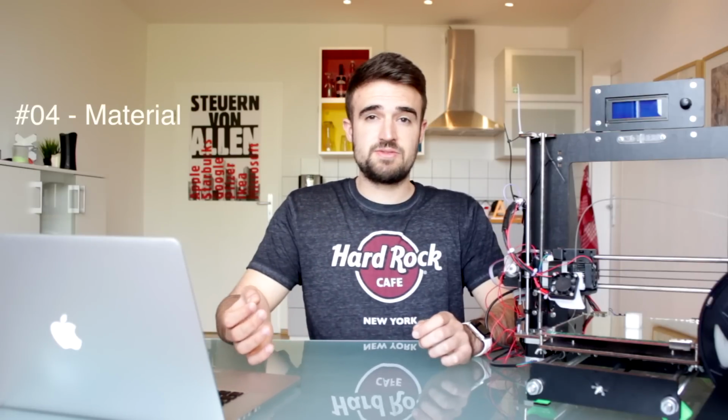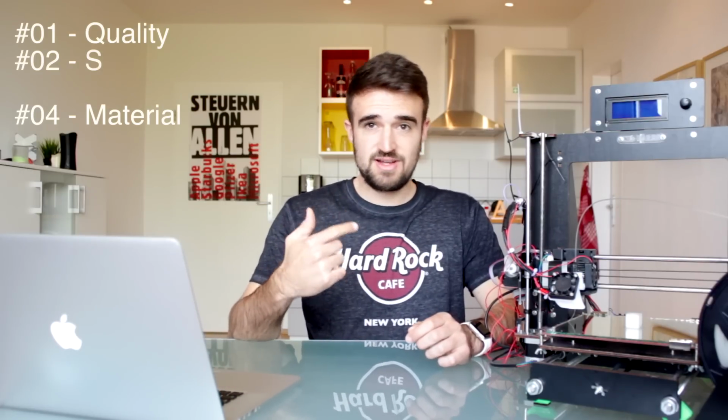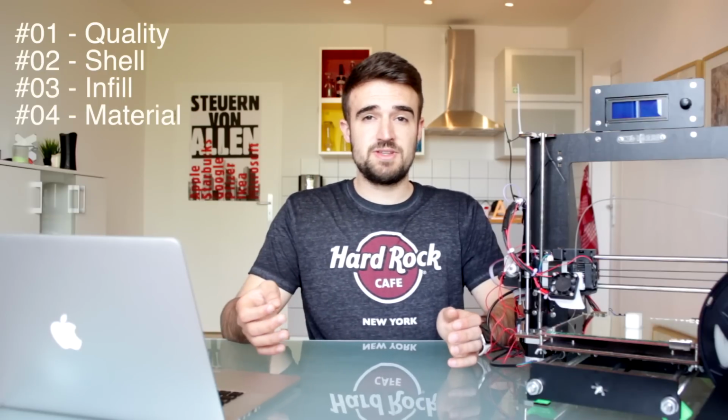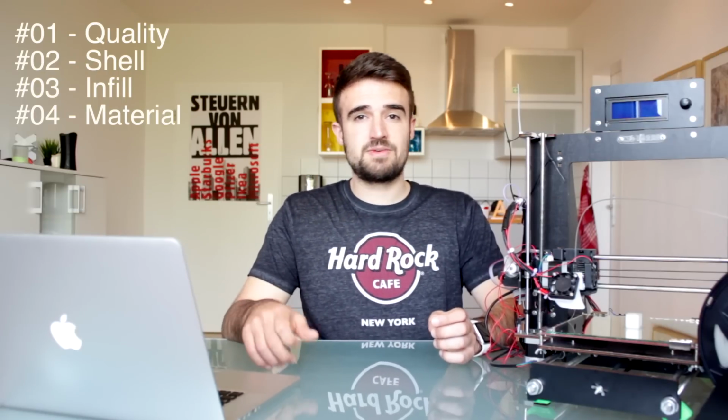In the previous episodes, we analyzed the quality, shell, and infill tabs in the Cura Custom Settings menu. In case you missed those videos, I strongly recommend you watch them by clicking right here or in the link in the description. In this episode, we are going to analyze the fourth tab, which is the material menu.